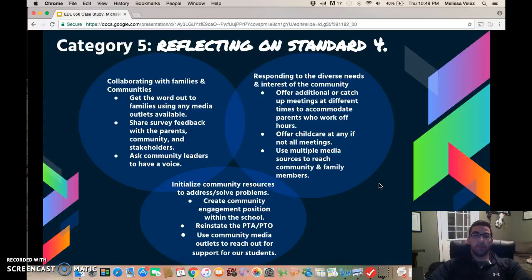And then use multiple media sources to reach community and family members, as far as newspapers, Facebook postings and things of that nature. Social media is rampant, and we need to use it in a more positive way for our students and families. And lastly, initialize community resources to address such solved problems. I would like to create a community engagement position in the school, individuals that are responsible for bridging that gap between the school, the community, and the parents. Obviously, reinstate the PTA/PTO, and then use community media outlets to reach out for support for our students.